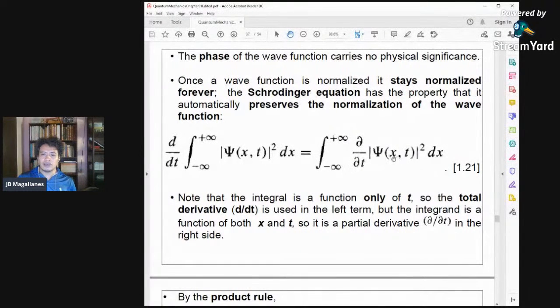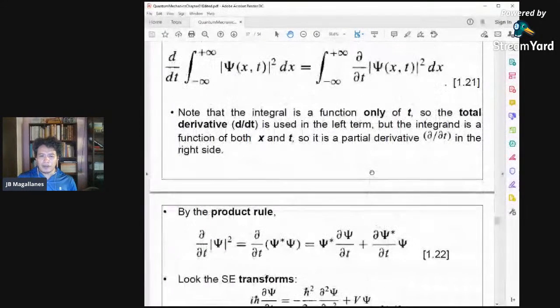So because x is position and t will be time, partial differential is used. By product rule, this quantity here is equivalent to this one. By the way, the modulus of psi squared is just equal to psi star psi, or psi asterisk psi. Then if you get the derivative of this, you should be doing this.